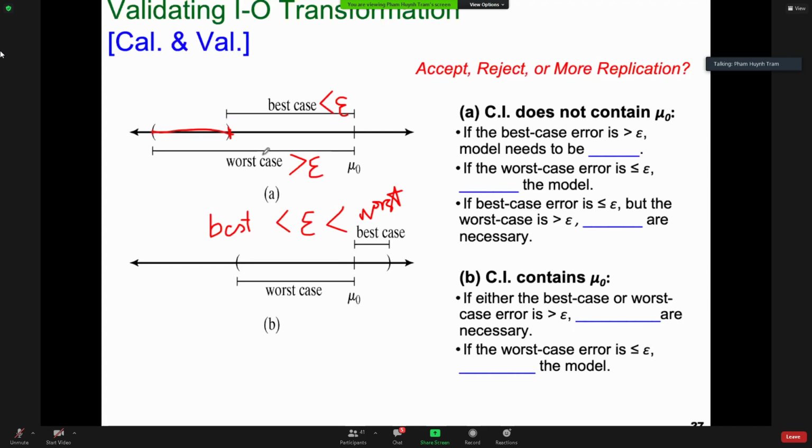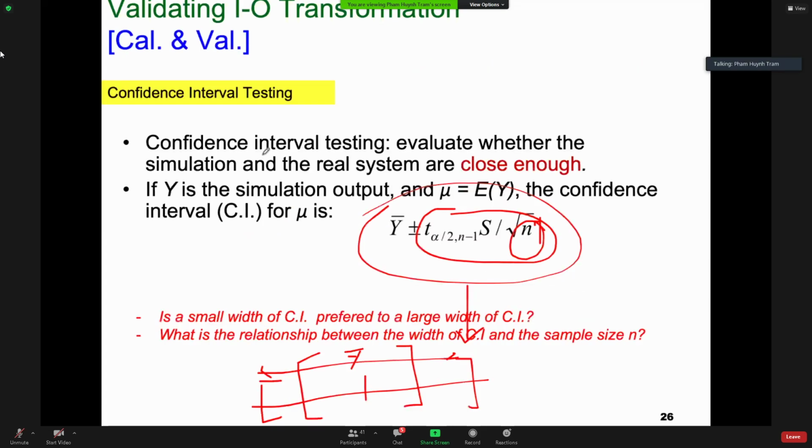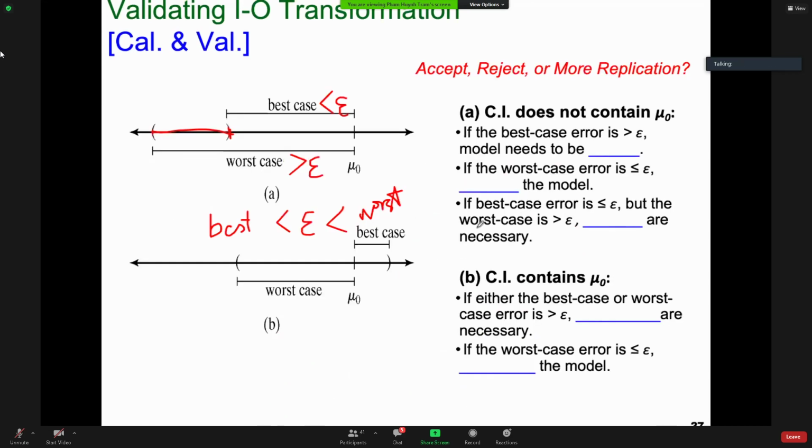The advice is you should run more replication. But how would running more replication help? You remember this one? When you run more replication, you will be able to reduce the width of the confidence interval. Right? You will be able to get a more precise prediction of the confidence interval.